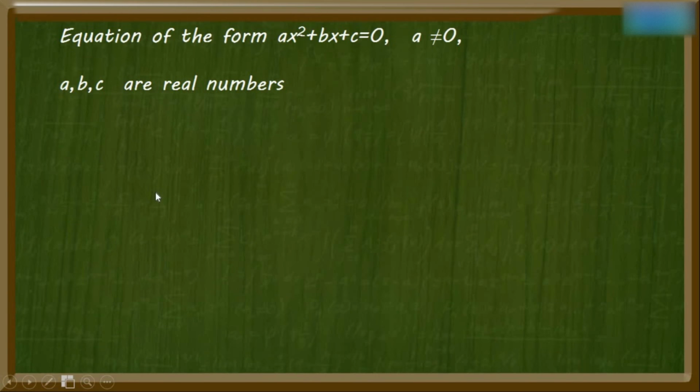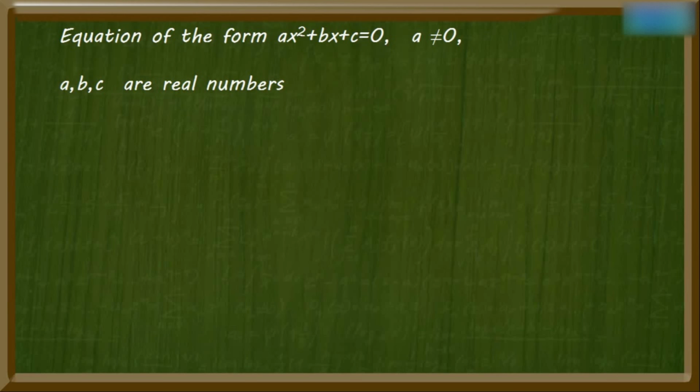We have learnt about quadratic polynomials, but what is a quadratic equation? Let's see here. An equation of the form ax square plus bx plus c equal to 0 is called a quadratic equation. Here a, b, c are real numbers and a shouldn't be equal to 0.